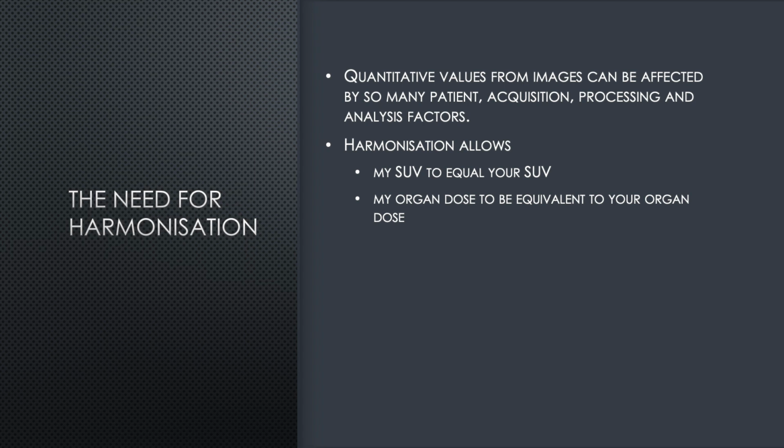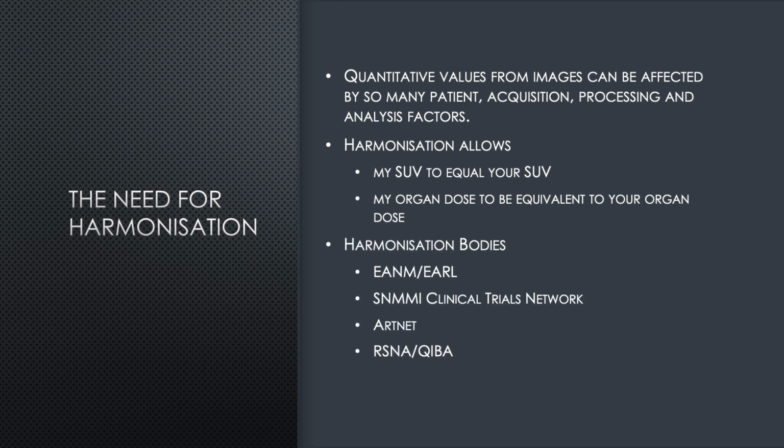So with harmonization, what we can do is we can get the SUV I measure on my scanner closer to the SUV you measure on your scanner, or if we were looking at dosimetry, the dose that I measure to be closer to the dose that you measure. So we can take out some of these technical factors. And there are a number of harmonization bodies out there at the moment which will help you do this. Of course, in Europe, we have the EANM's EARL initiative. In the US, there's the Society of Nuclear Medicine and Molecular Imaging Clinical Trials Network. Australia have ARTNet, and there are other organizations out there such as QIBA as well.